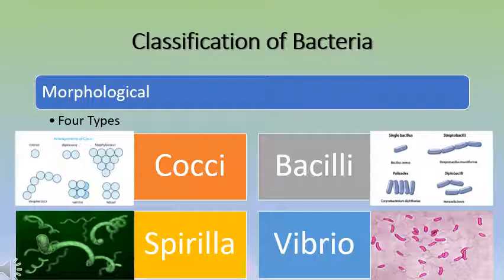Then if we move to bacillus, bacillus also consists of streptobacillus, diplobacillus, etc. Spirilla, a common example of spirilla is spirochete. Vibrio, a common example for vibrio is Vibrio cholerae bacteria.